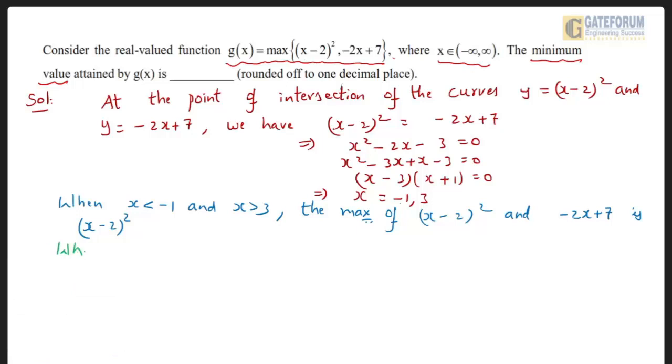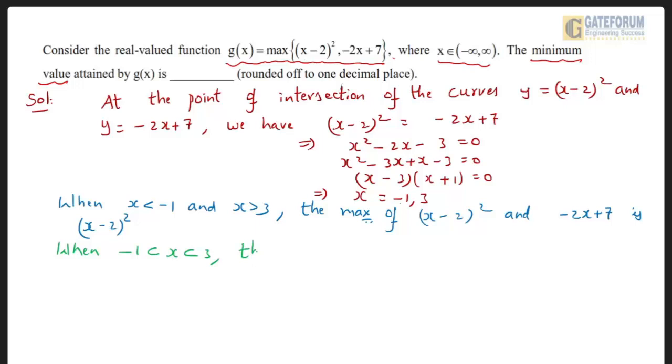When the other values of x, minus 1 less than x less than 3, between minus 1 to 3, take any x value. Let us take now x equals 0. 0 lies between minus 1 and 3 or not? Substitute here. (0 minus 2) whole square is 4. Here minus 2 into 0 plus 7 is 7. 4 comma 7, which is maximum? 7. So the corresponding function is maximum. Now minus 2x plus 7 is maximum.